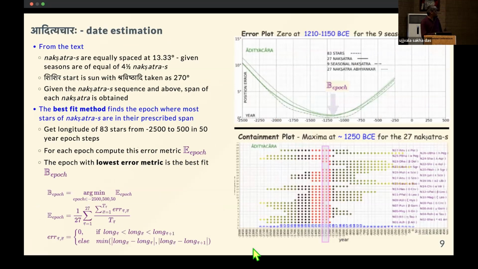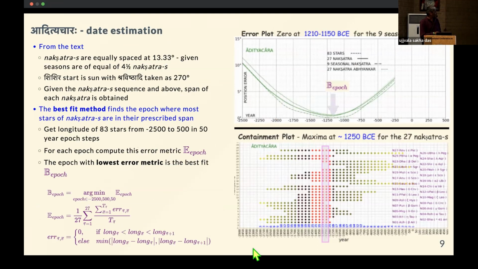There's a bit of math here, but because I put some effort in, I left it here. But the idea is to find the best fit method to find the epoch where most of the stars mentioned in the text of the nakshatras are in their prescribed seasonal span. So that is the problem statement.